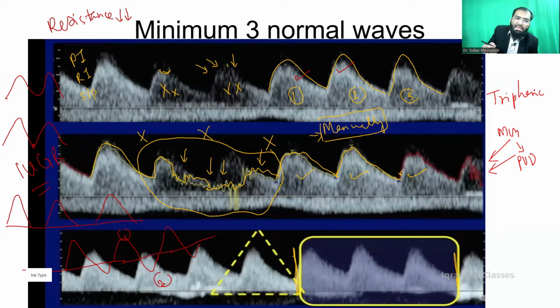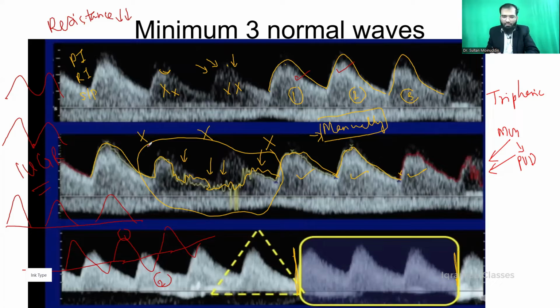So when the resistance increases, you would find that the monophasic flow turns into a biphasic flow even in the umbilical artery. So when it becomes biphasic flow, it denotes what? There is reversal during diastole, and that means that this is abnormal.